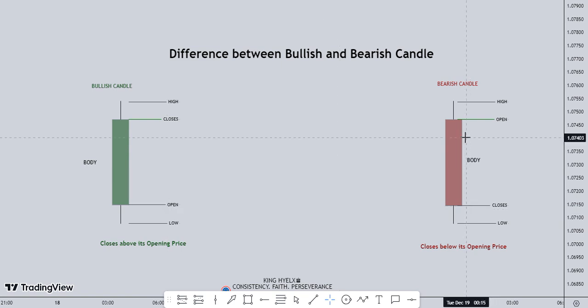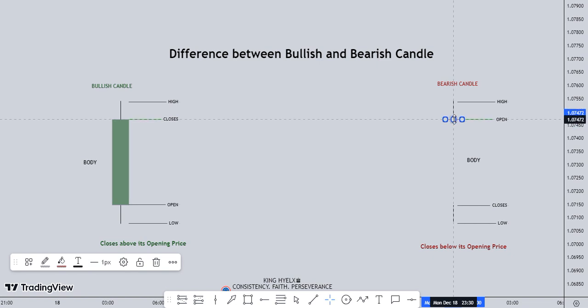Now a bearish candle, however, we said it opens above and closes below its opening price. That's its characteristic. So let me just use this, right? So we open here, let's say 330. So let's say this was a 30-minute candle. So after 30 minutes, this one has closed here. So let me do this over here.